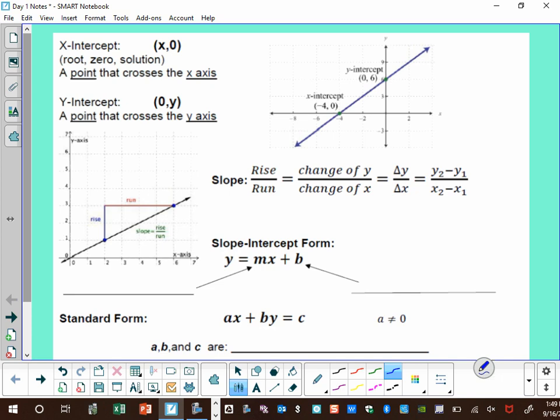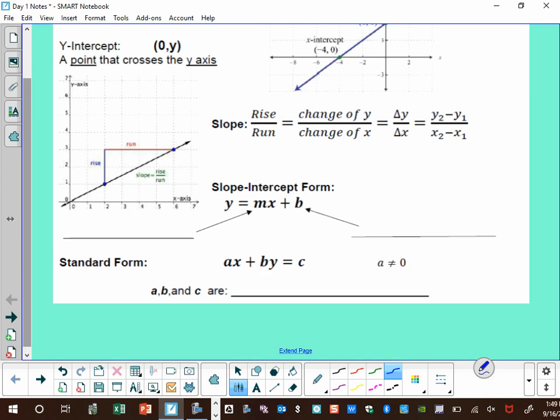All right, take a look at the middle of your page here on the first day of notes. You have your slope-intercept form, y equals mx plus b.